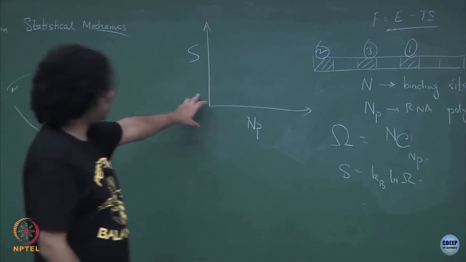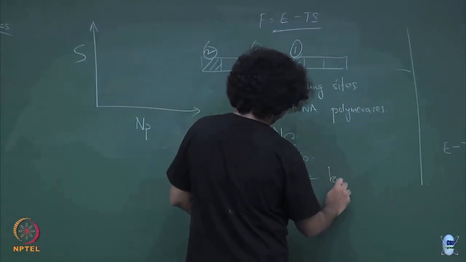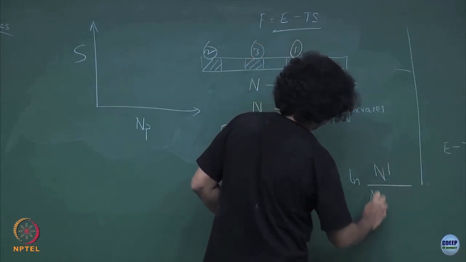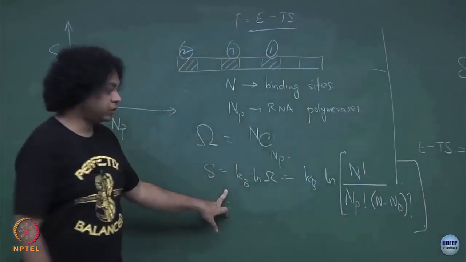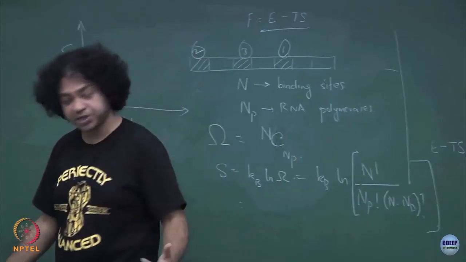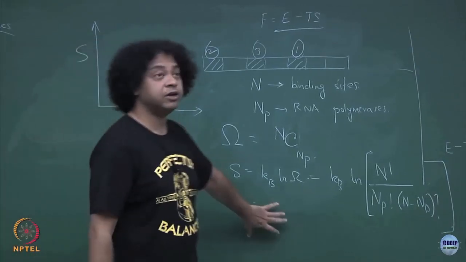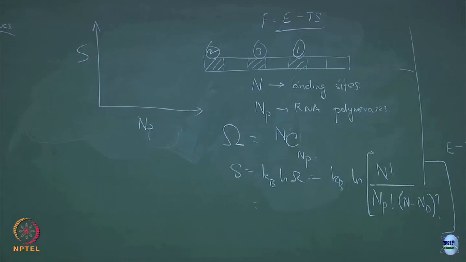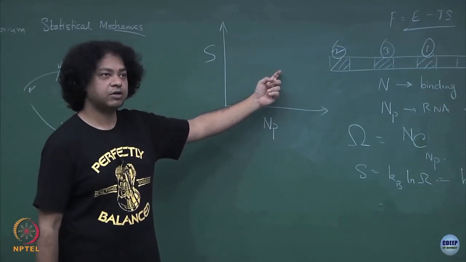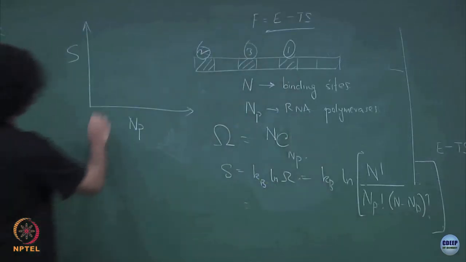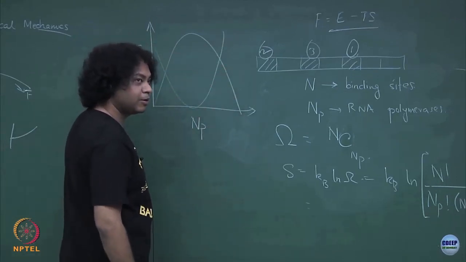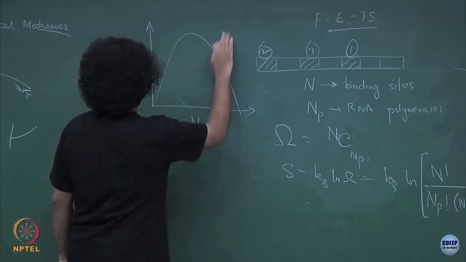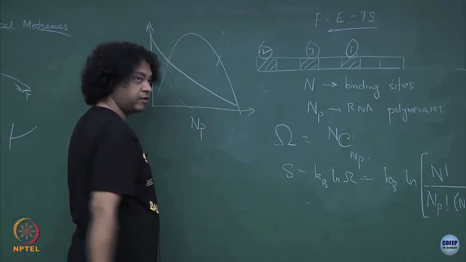If I were to plot this entropy as a function of NP, I can calculate this, of course. I can do kB log of N factorial by NP factorial, N minus NP factorial, right. You use the Stirling's approximation, you assume that N is large, NP is large and so on, and you can reduce this hopefully to a recognizable form. But this is a fairly elementary two state system in stat mech. Anyone remembers how the entropy looks like, how the entropy behaves? Maximum at the center, whereas some Shogato is saying like this, then it will fall like something like this.